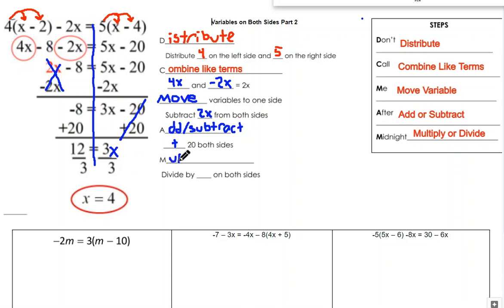And then our last step is to multiply or divide. So I see there, I have a 3x over there. Multiply, I'm just going to put a division symbol, you guys know that.